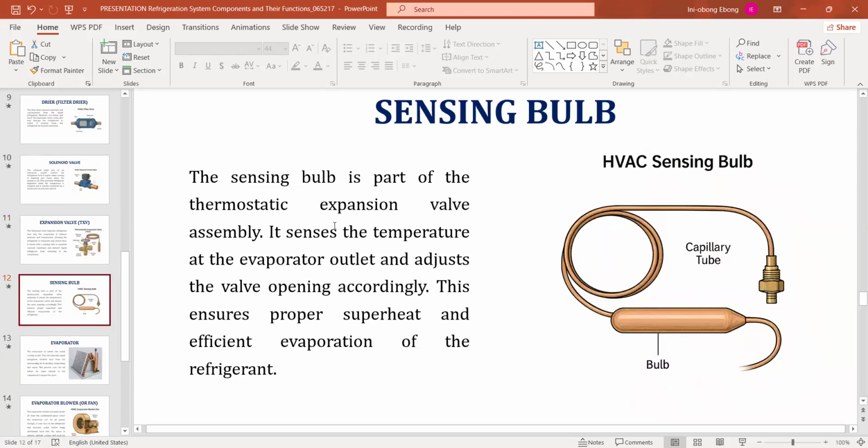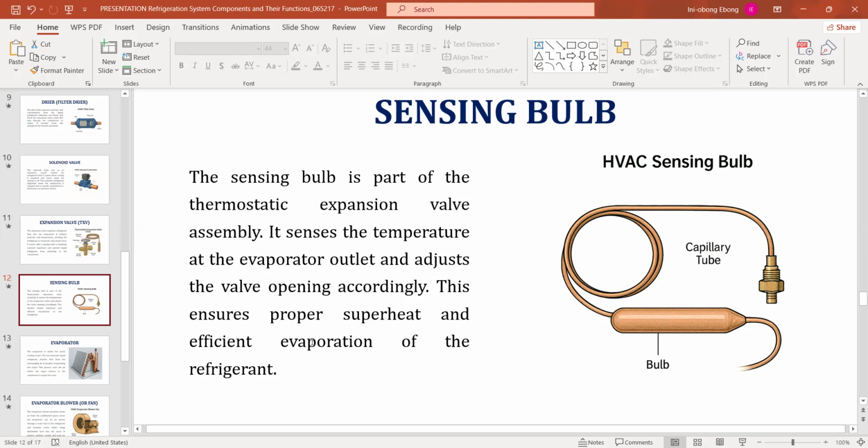And this is a sensing bulb. The sensing bulb is part of the thermostatic expansion valve assembly. It senses the temperature of the evaporator outlet and adjusts the valve opening accordingly. This ensures proper superheat and efficient evaporation of the refrigerant.